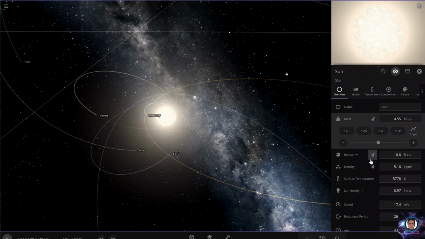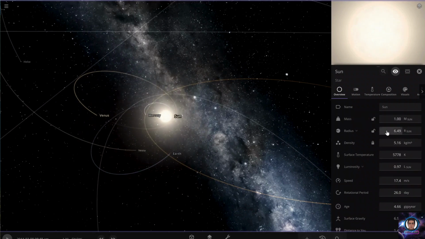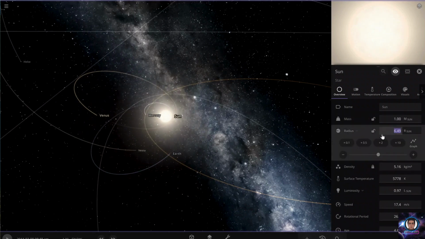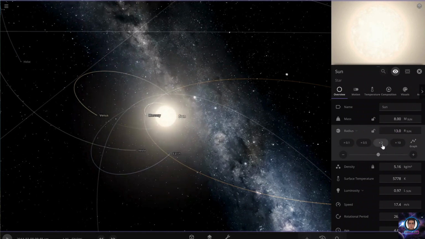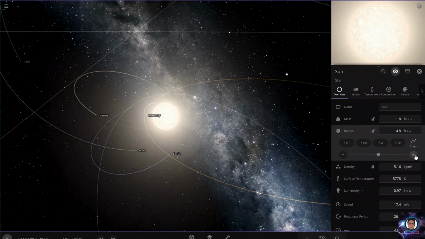For now, for example, I want to fix the mass of the sun at 1 solar mass, and make a bigger sun with a lower density, while the mass finally would be the same. Now I've increased the radius of the sun, multiplying it by 13, so you can see the density is much less.